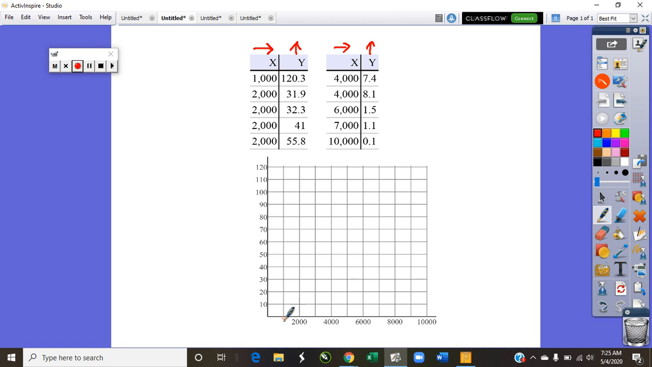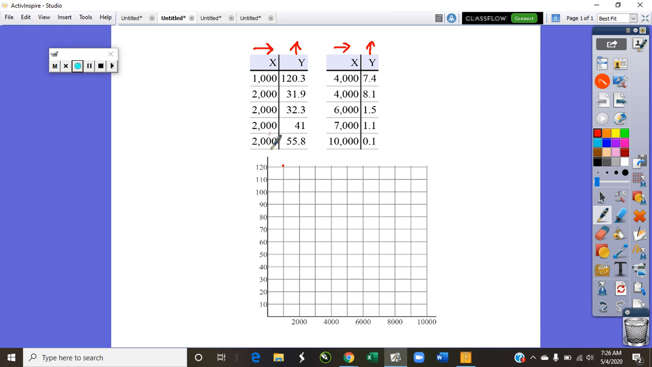So we're going to go over 1,000. Well, this is 2, so this is 1,000. And then up to 120.3. Now, you're not going to be able to graph exactly 120.3, but we can go to about what we think 120.3 is. So we're going to go over 1,000 and up to, I'm going to say, right in this area.